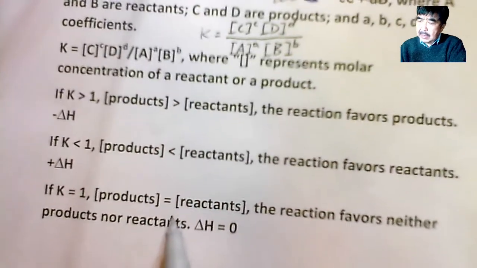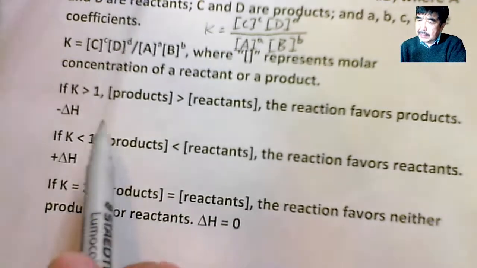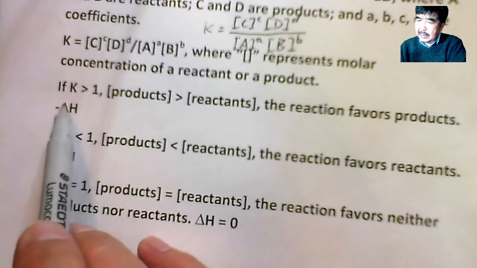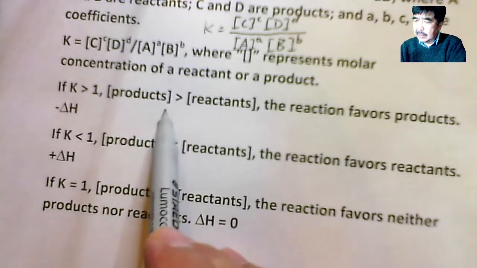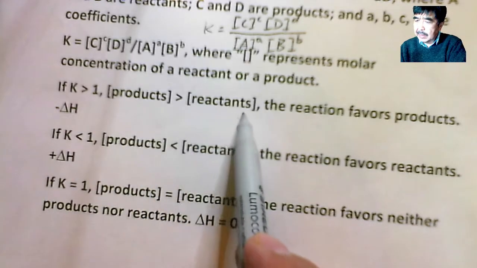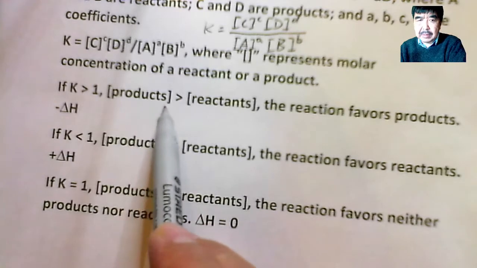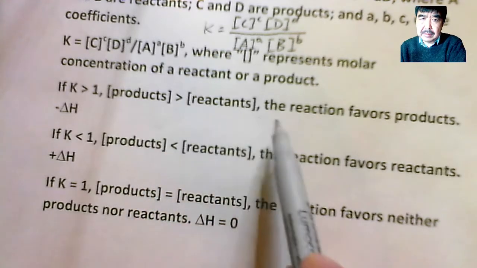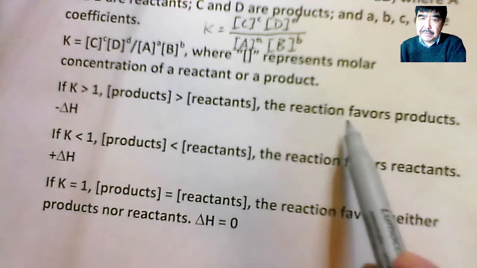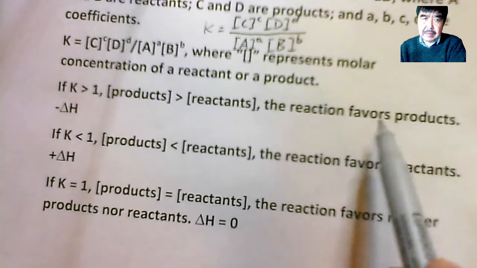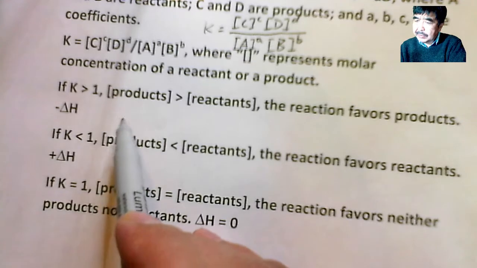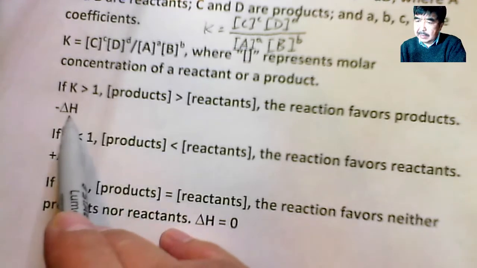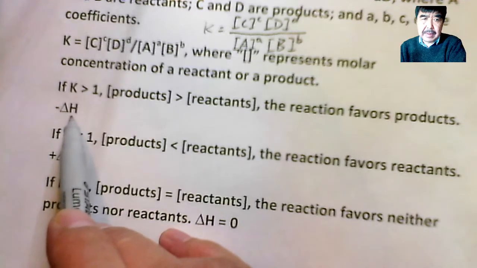Let's take a look at this relationship here. If the constant is larger than 1, the concentration of products is larger than the concentration of reactants, and the reaction favors the products. This is called exothermic. The delta H is negative.